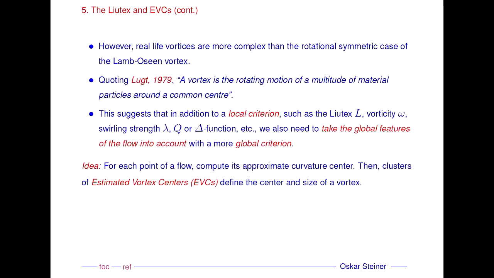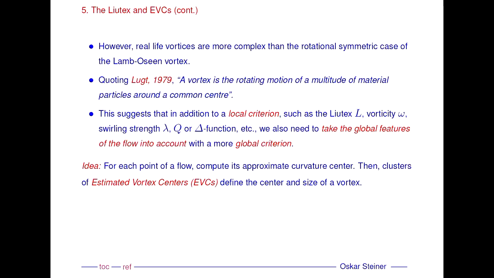Now, real-life vortices are, of course, more complex than the rotationally symmetric case of the Lamb-Oseen vortex. Now we know this famous definition of Lugt has been shown today also. A vortex is a rotating motion of a multitude of material particles around a common center. And when I look at this definition, I have the feeling that a local criterion, such as the Liutex, or the vorticity, or the swirling strength, or the Q or delta function, etc., is missing something. These are local criteria.